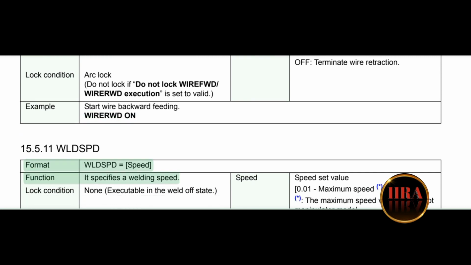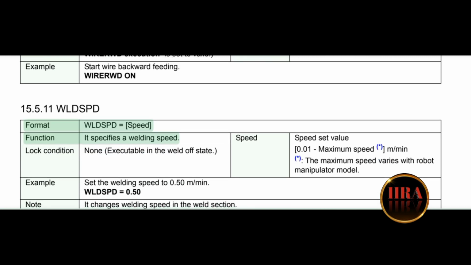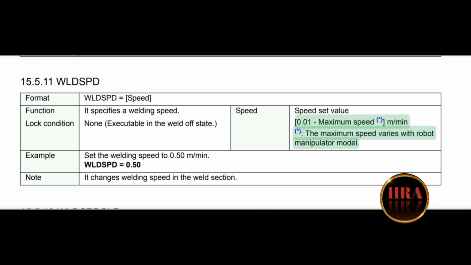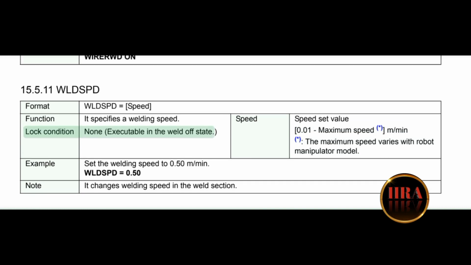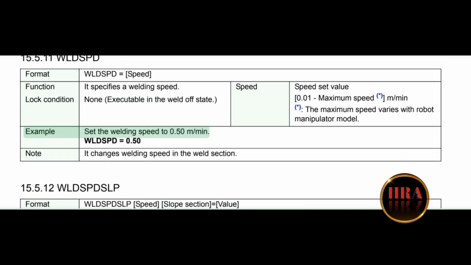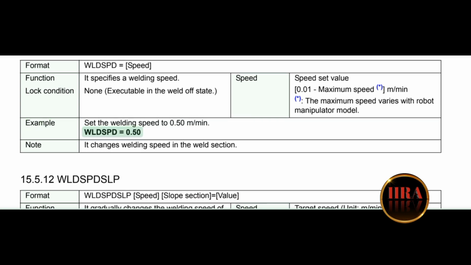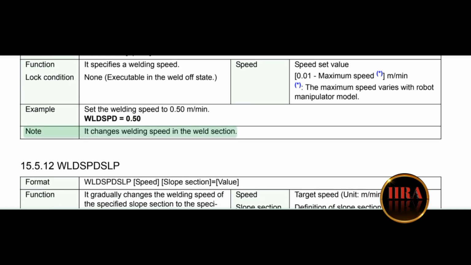WIRERWD on. Format: WLDSPD equals speed. Function: it specifies a welding speed. Speed set value: 0.01 to maximum speed, m per minute. The maximum speed varies with robot manipulator model. Lock condition: none, executable in the weld-off state. Example: set the welding speed to 0.50 meters per minute. WLDSPD equals 0.50. Note: it changes welding speed in the weld section.